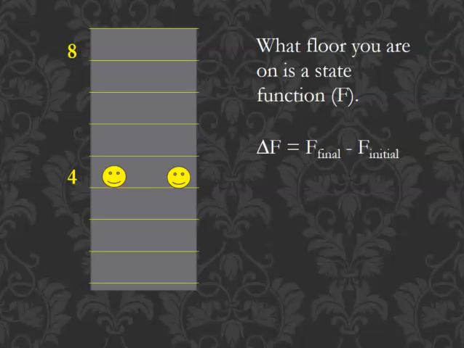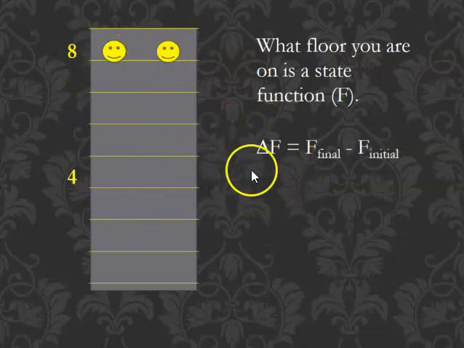If you're in a building, the floor you're on would be a state function. Let's say you're on the 4th floor, so your floor is 4. You're there with your friend. Let's do delta F, the change in the floor. I jump on the elevator and cruise up there. My friend, a workout fanatic, wants to run the stairs like crazy. Let's calculate delta F for both of us. My final floor is 8. My initial floor is 4. 8 minus 4 is 4. How about my friend? Same thing, same delta F, even though the paths taken were totally different.